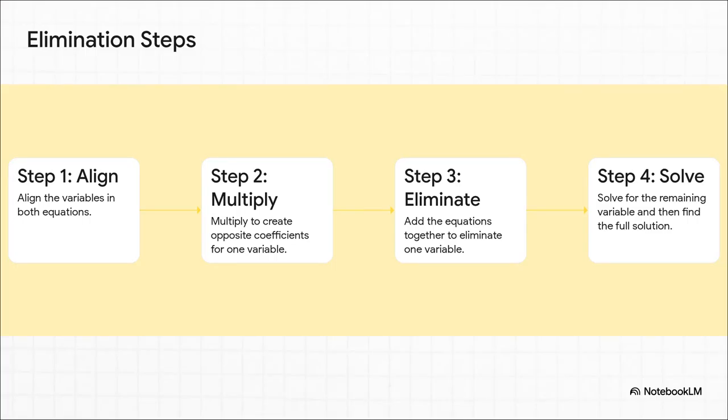You line everything up nice and neat. Then, you multiply the equations by just the right numbers to make the coefficients for either x or y perfect opposites, like a positive 6 and a negative 6.